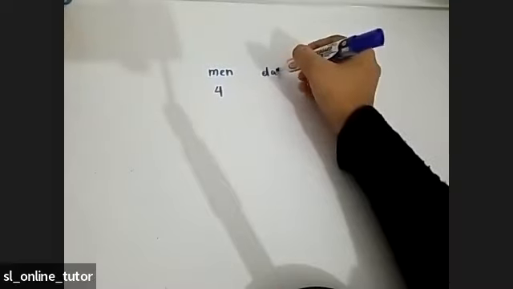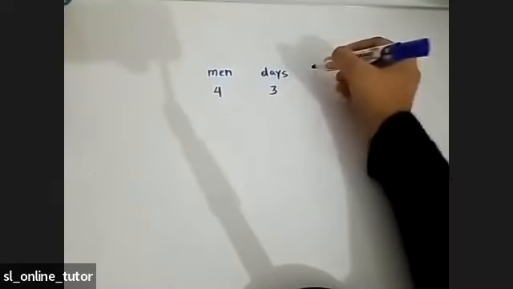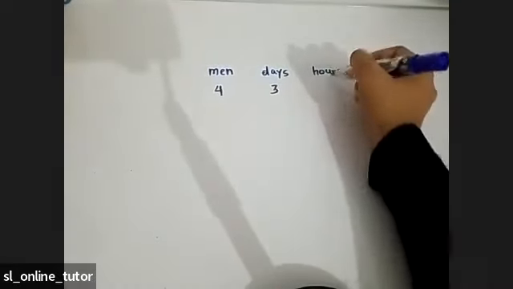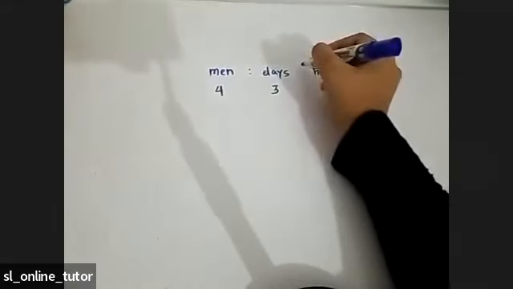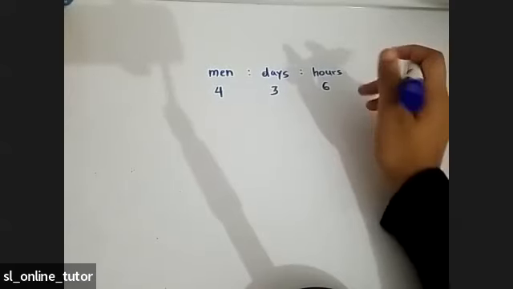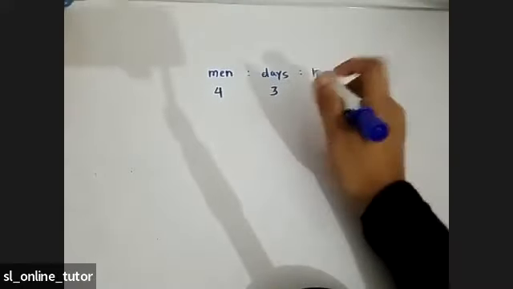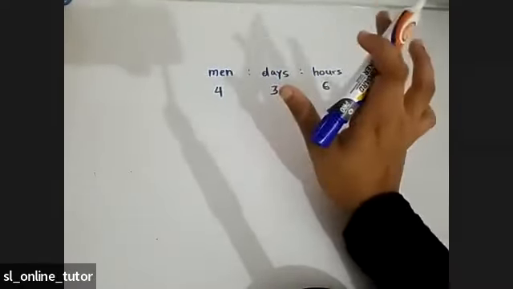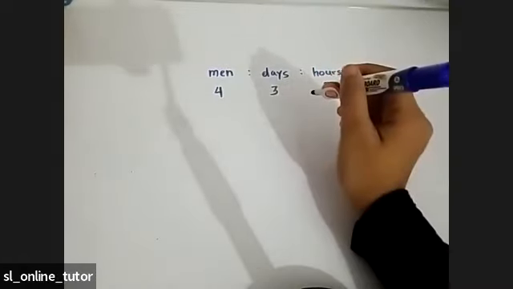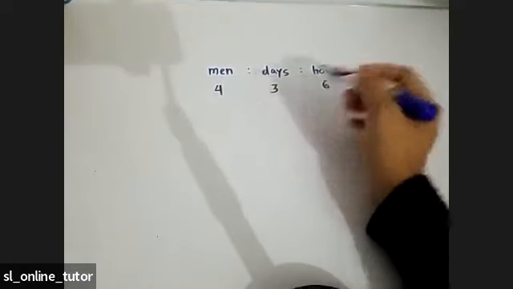So how many days did they work? 3 days. How many hours did they work? 6 hours. So man is to days is to hours. You can call it the man into days into hours, man hours. So I'll give a small note for this one. Listen carefully. After the explanation, I'll give you the note. Right. So 4 men, 3 days, 6 hours.